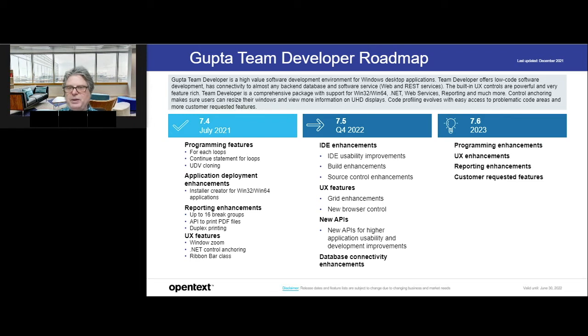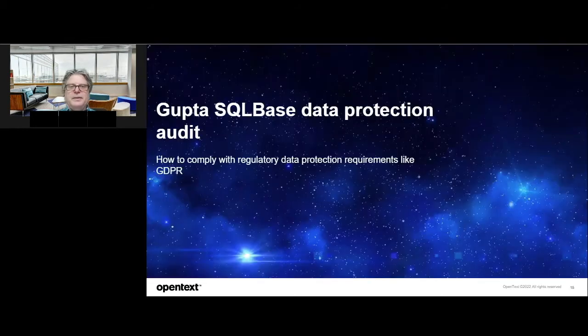Next year, we plan for 7.6, again with programming enhancements, user interface enhancements, reporting enhancements, and customer requested features. And we are building that roadmap content as we go along and receive the requests from our user base. Okay, that was kind of the current situation and an outlook into the future of the Gupta products.